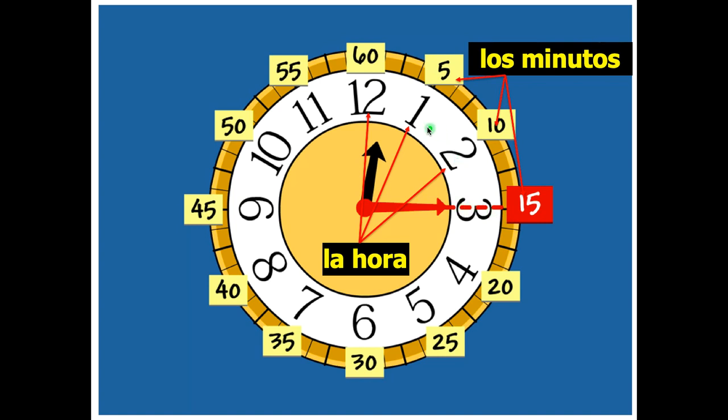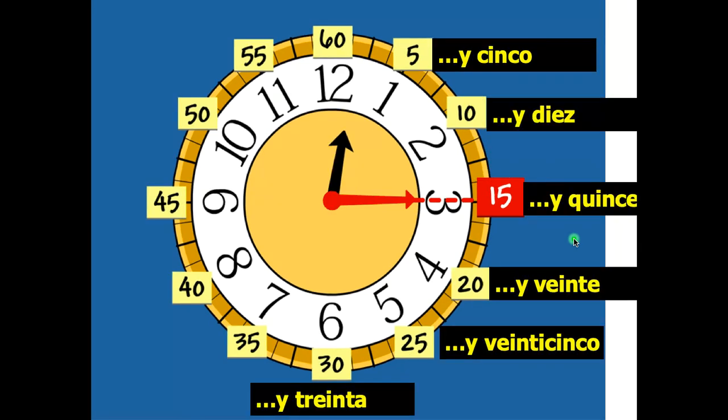What do I mean by that? Well, each one of these increments represents 5 minutes. So from 12 to 1, that's 5 minutes. 10, 15, 20, 25, 30, 35, and so on, all the way to 60. And you know, there are 60 minutes in 1 hour. Okay? So in Español, we call minutes los minutos, and we call an hour la hora. Okay? So let's move on.